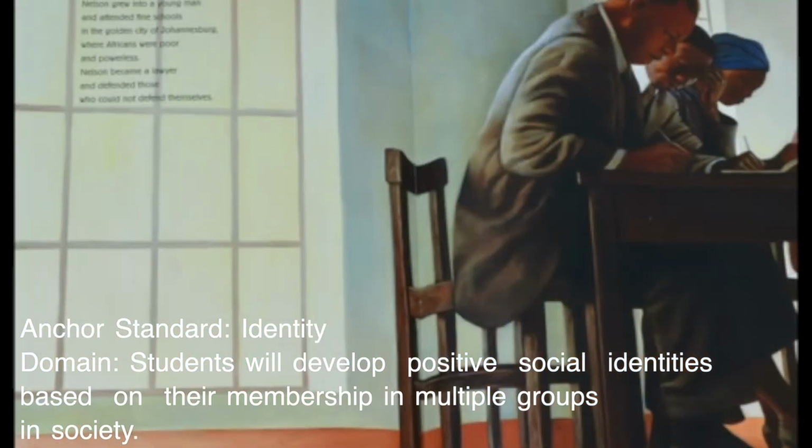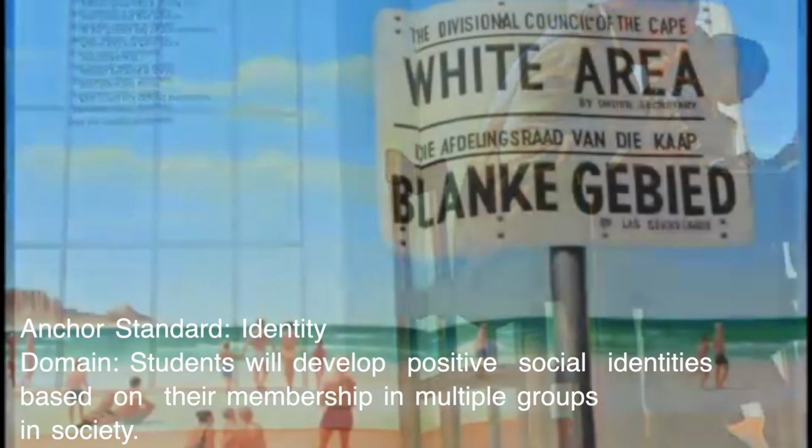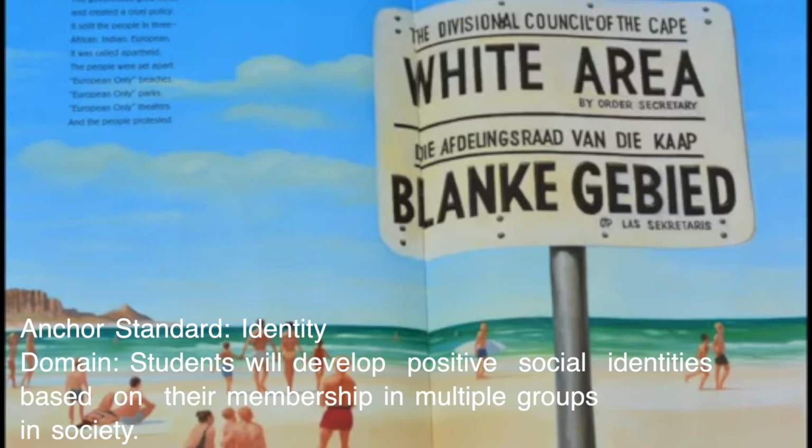Nelson grew into a young man and attended fine schools in the golden city of Johannesburg, where Africans were poor and powerless. Nelson became a lawyer and defended those who could not defend themselves. The government grew harsh and created a cruel policy. It split the people into three: African, Indian, European. It was called apartheid. The people were set apart.